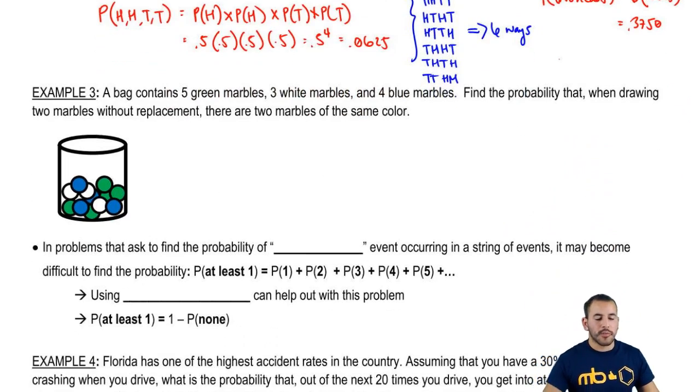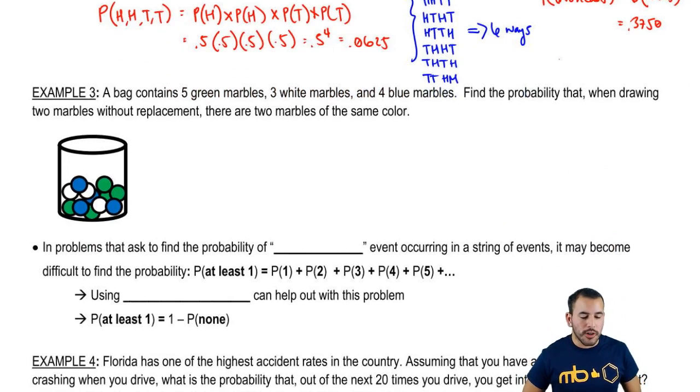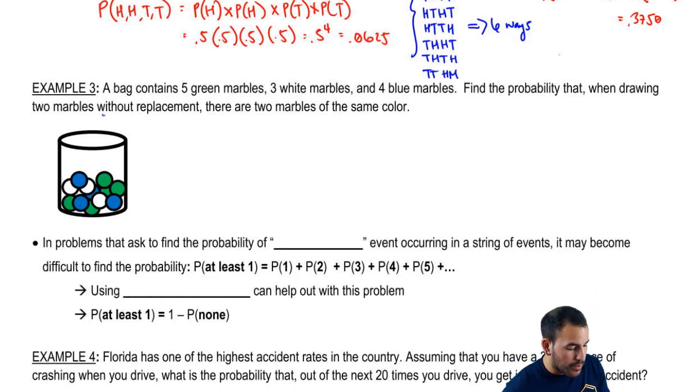A bag contains 5 green marbles, 3 white marbles, and 4 blue marbles. Find the probability that, when drawing 2 marbles without replacement, what does that word tell you automatically? Without replacement. I guess 2 words, right? So, without replacement tells us that it's totally independent events. Right? I'm sorry, dependent events.